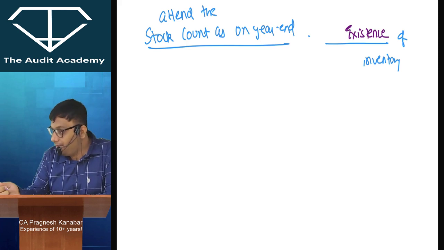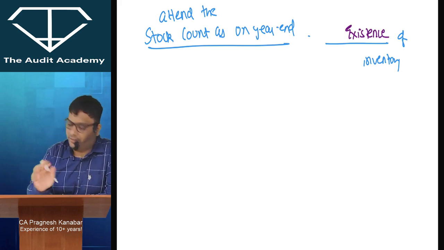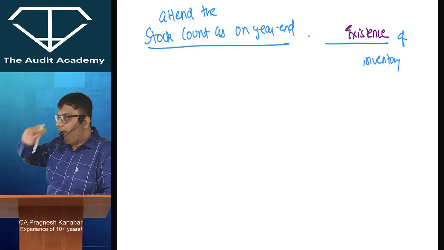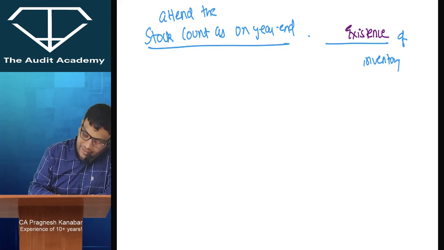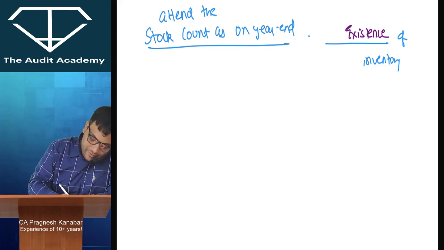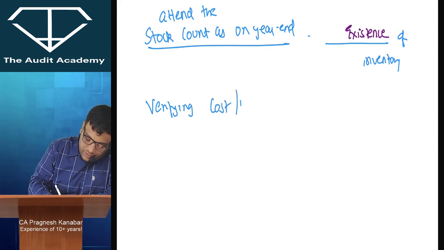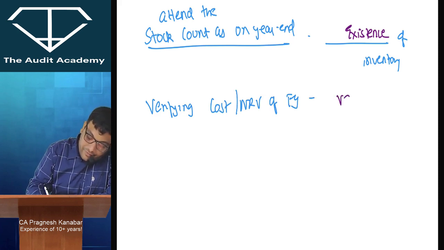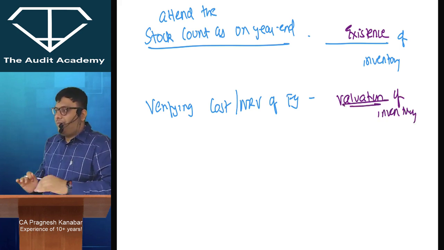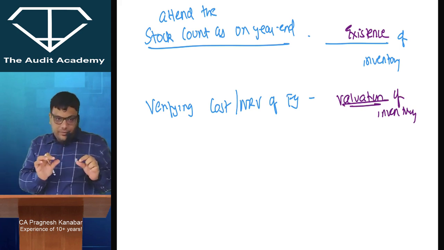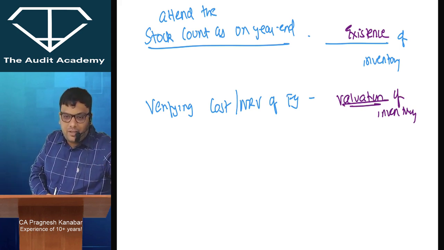Madam, you were saying valuation? Okay, I understand we are verifying inventory, but what exactly? Existence of inventory. This is a practical discussion. Now tell me, when I am verifying the cost and the NRV of finished goods, what is my intention? What am I trying to verify? Valuation of inventory.